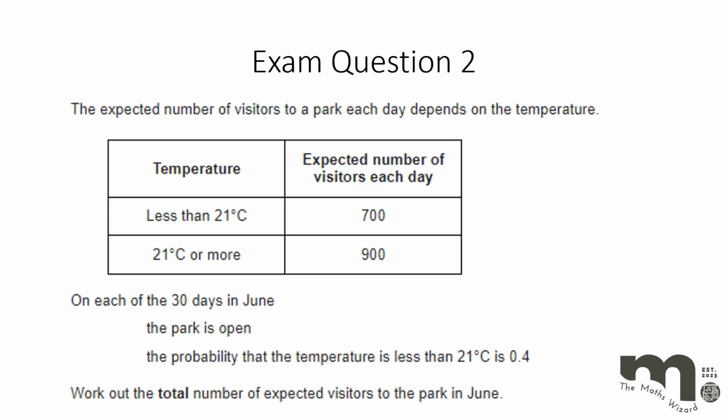So here's our next question then. It tells you that the expected number of visitors to a park on each day depends on the temperature. So we've got a temperature here of less than 21 degrees. So they expect 700 visitors then, but when it's warmer more people come in, so we've got 900. It says on each of the 30 days in June the park's open, and the probability that it's less than 21 degrees Celsius is 0.4.